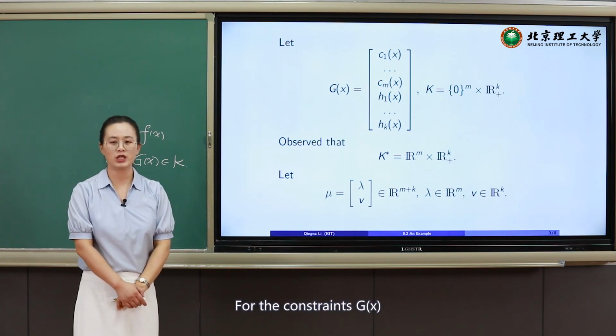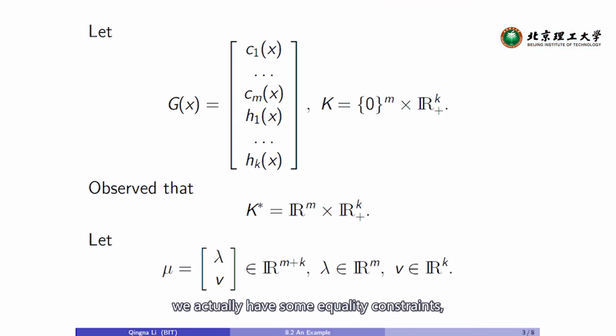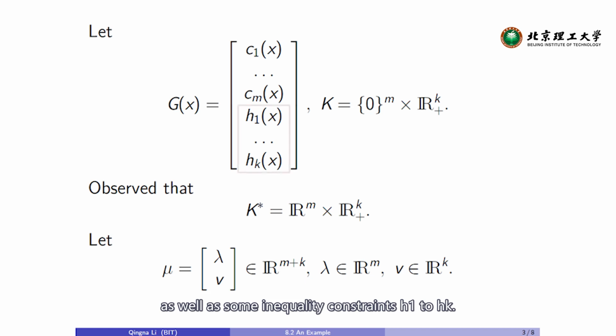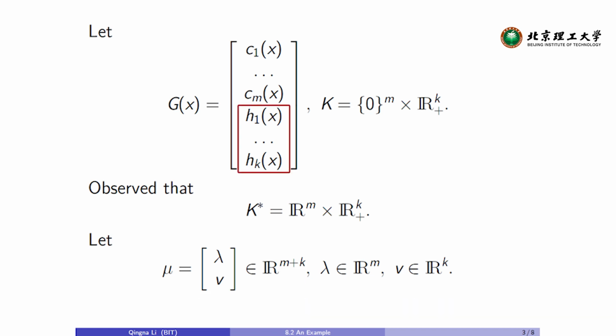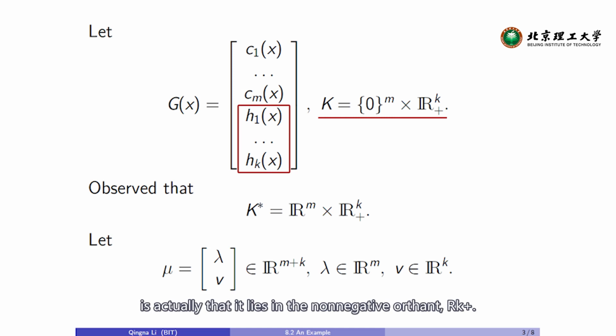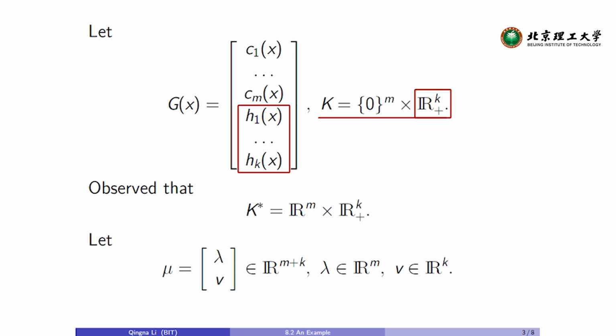For the constraint g(x), we have some equality constraints c1 to cm, as well as some inequality constraints h1 to hk. For the cone K, for equality constraints, the cone is actually the zero point, which is a cone as well. And for the inequality constraints, the feasible region, or the cone, lies in the non-negative orthant, R^k plus. So this becomes g(x) in K.